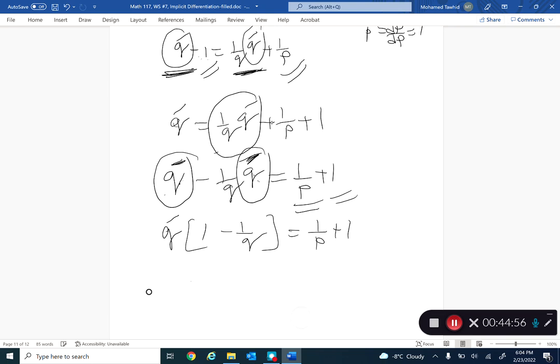Then I need to solve this one. Here you have q prime. You have 1 over p plus 1 divided by 1 minus 1 over q. So I'm just solving for q prime, which means I have to divide by this bracket. Then you are done here. That is our q prime.